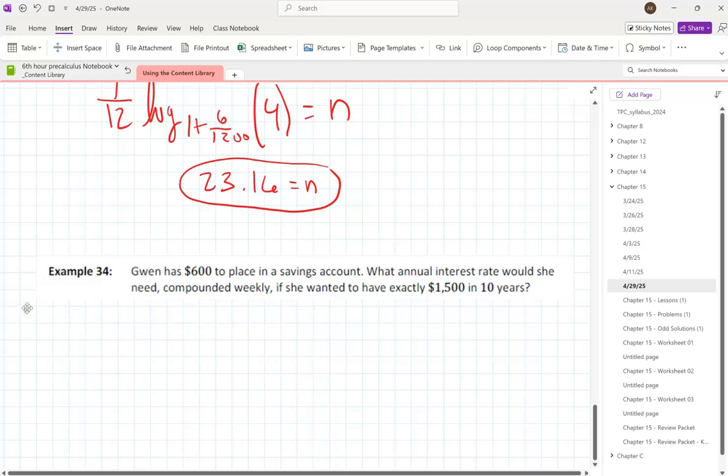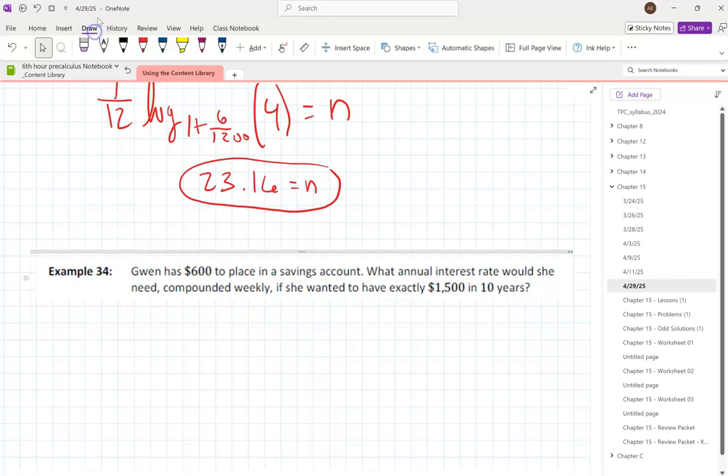Gwen has $600 to place in a savings account. What annual interest rate would she need compounded weekly if she wanted to have exactly $1,500 in 10 years. So again, I hear the compounded word, so I know I'm doing compound interest. I have a present value. We're looking for R. We're given a future value, and we have an N.